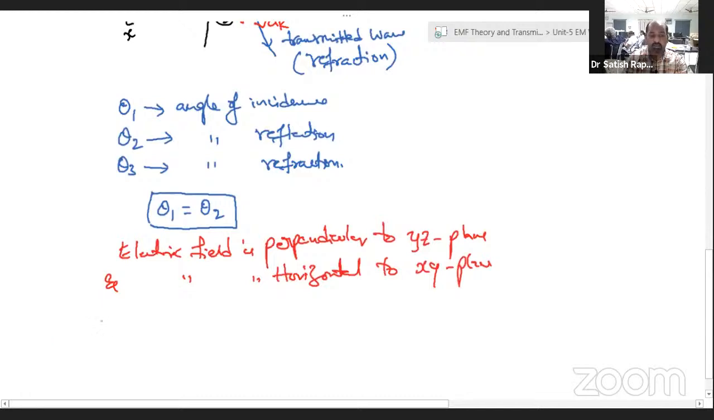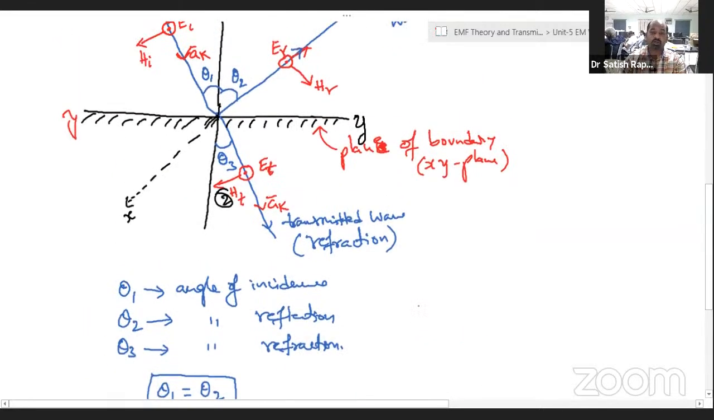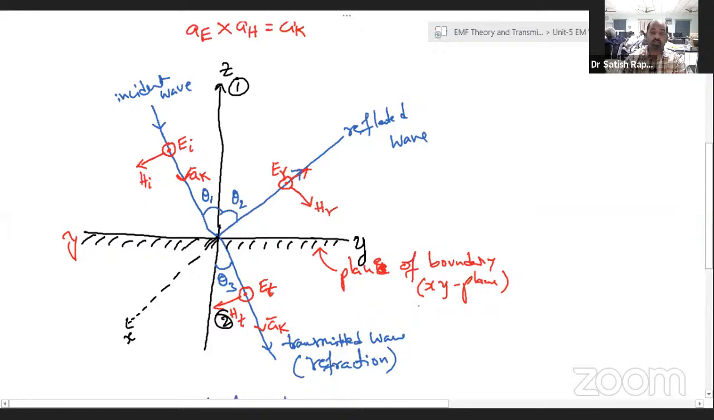And this type of polarization is called horizontal or perpendicular polarization, right? So this is called horizontal or perpendicular polarization.